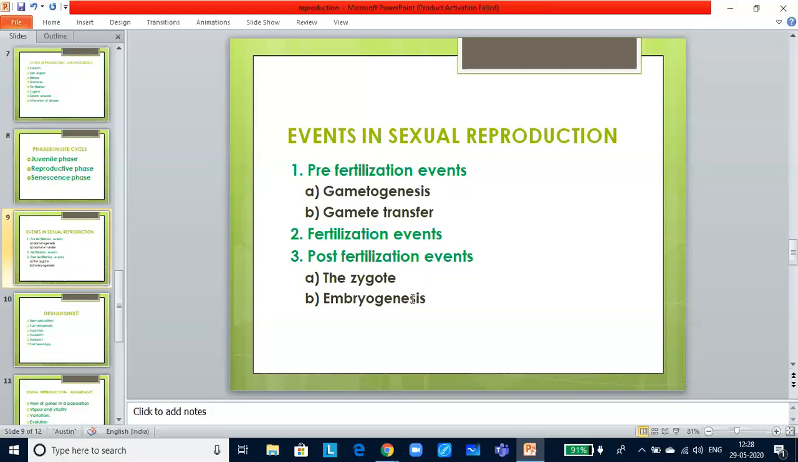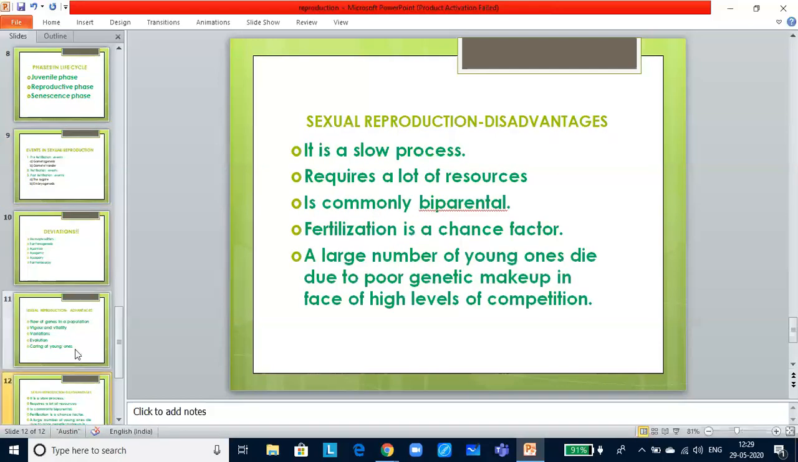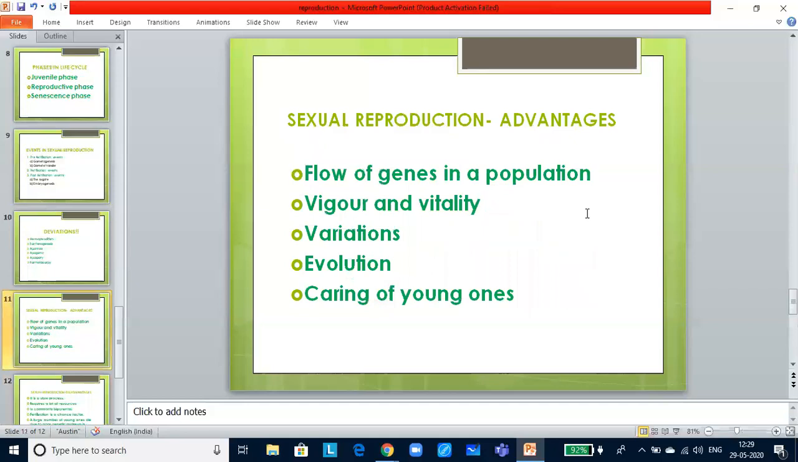Now, embryogenesis refers to the process of development of the embryo from the zygote. During embryogenesis, the zygote undergoes cell division and cell differentiation. While cell divisions increase the number of cells in the developing embryo, cell differentiation helps groups of cells to undergo certain modifications to form specialized tissues and organs to form into an organism. Now, with this, we complete the two types. What are the advantages of sexual reproduction?